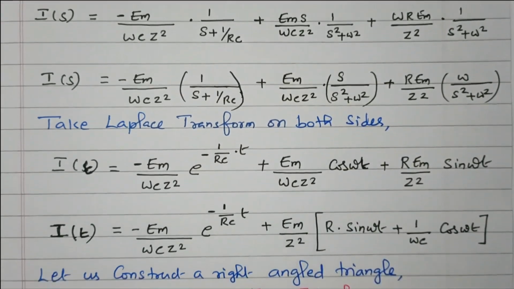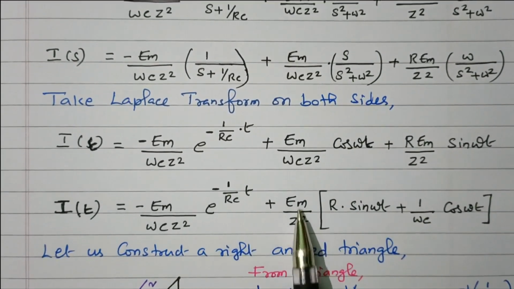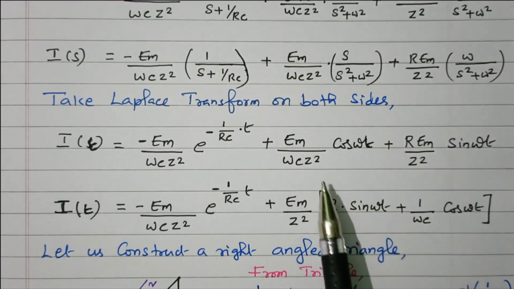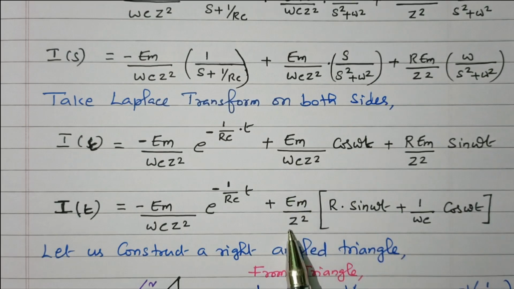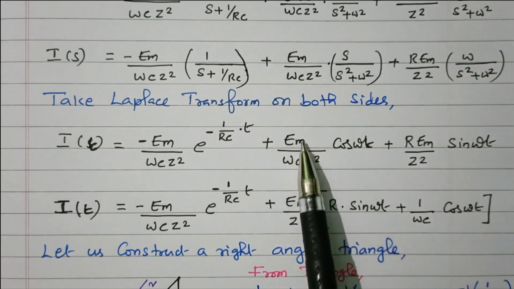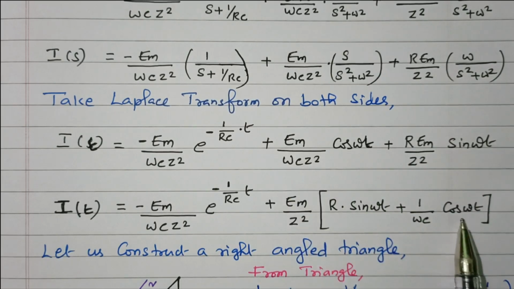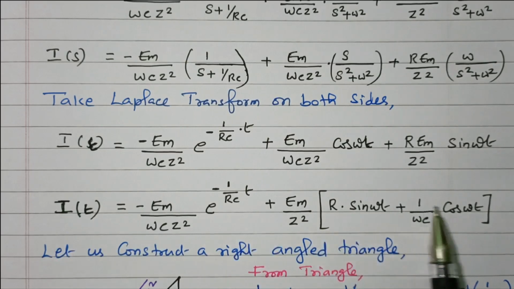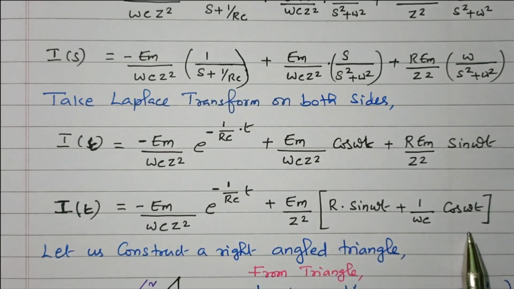Now we'll take the common terms outside. Em by Z square is commonly available in both the terms, so it is taken outside. So here R into sin omega t, here 1 divided by omega C into cos omega t. Em by Z square is taken outside. So this is finally the transient current of the RC circuit.